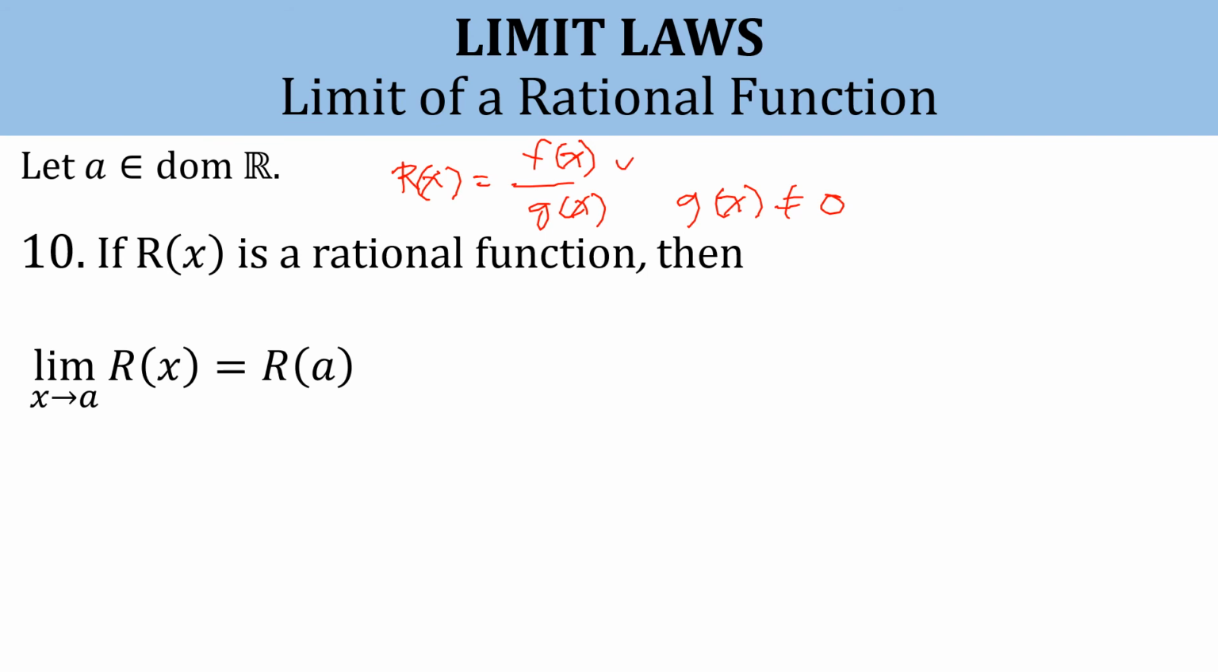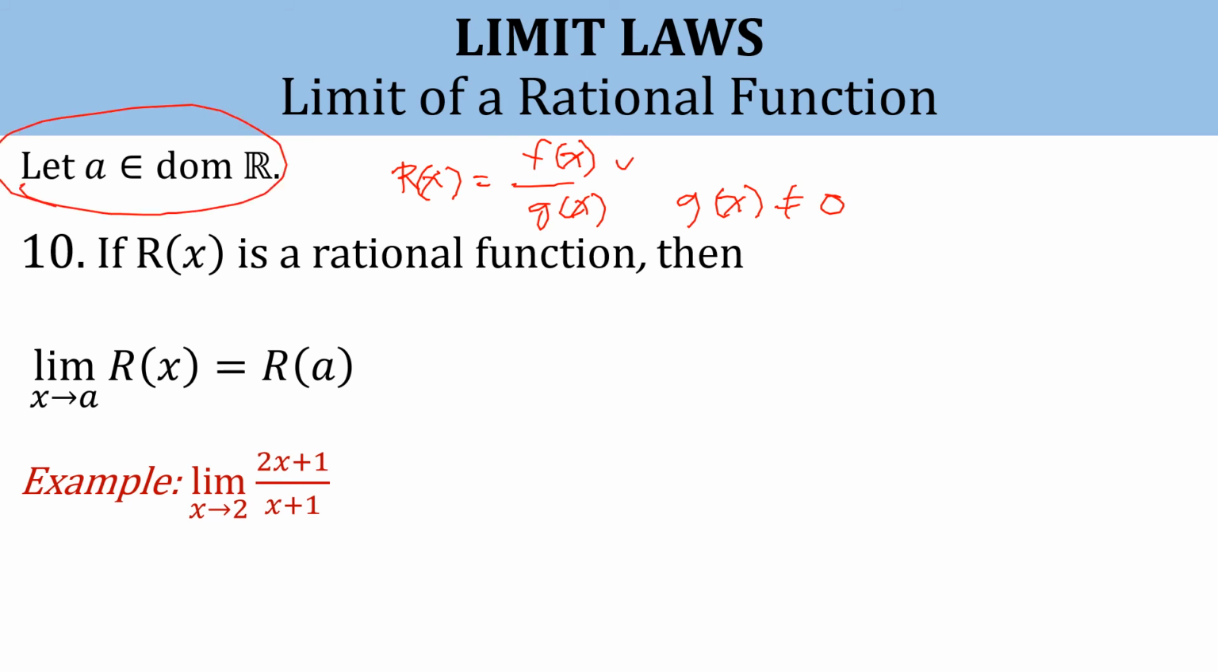If r of x is a rational function, then the limit of r of x as x approaches a is equal to r of a. That's similar to the polynomial function, but there's a catch. You have to make sure that a is part of the domain of r. When we say it's part of the domain, it would not make the rational function undefined.